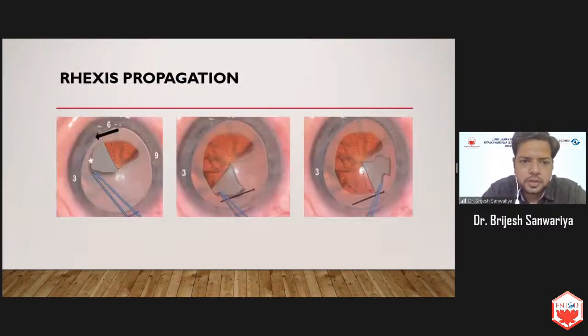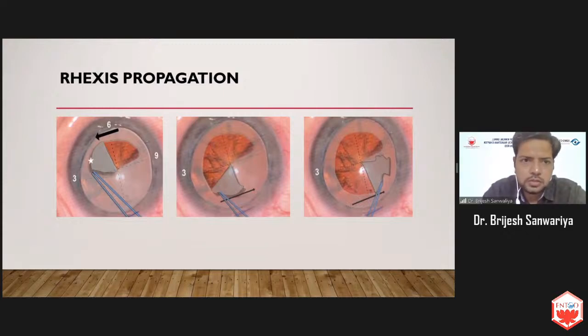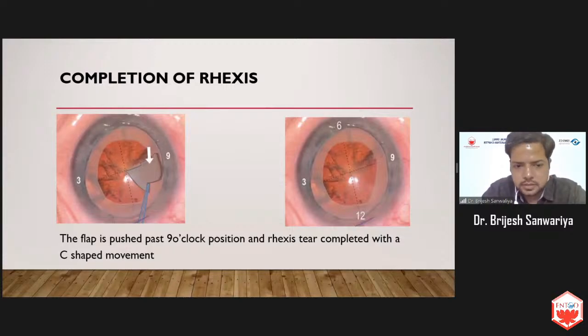This is the axis propagation, done sequentially from 6 o'clock to 3 o'clock and to 12 o'clock position. Completion of the axis is done by pushing the axis tear completely with a C-shape movement at 9 o'clock position.